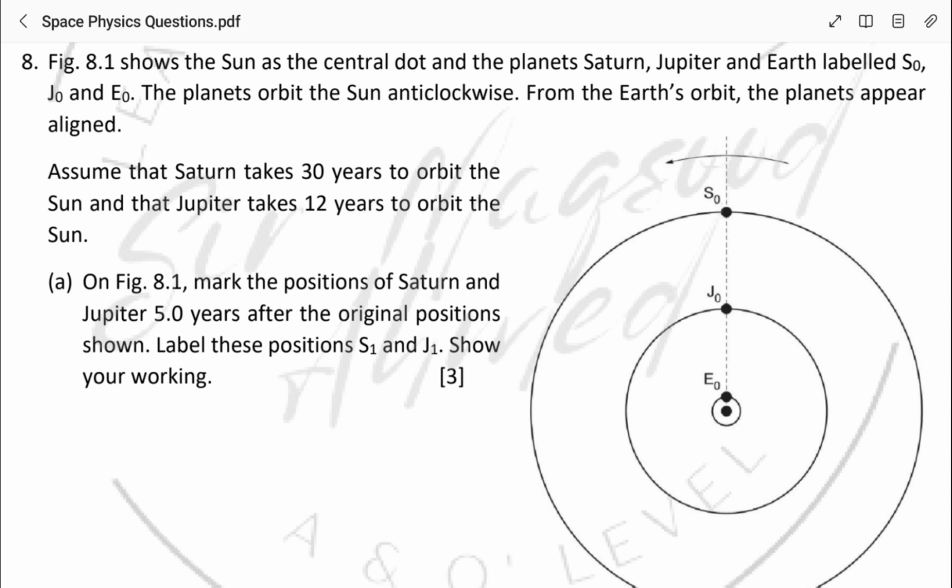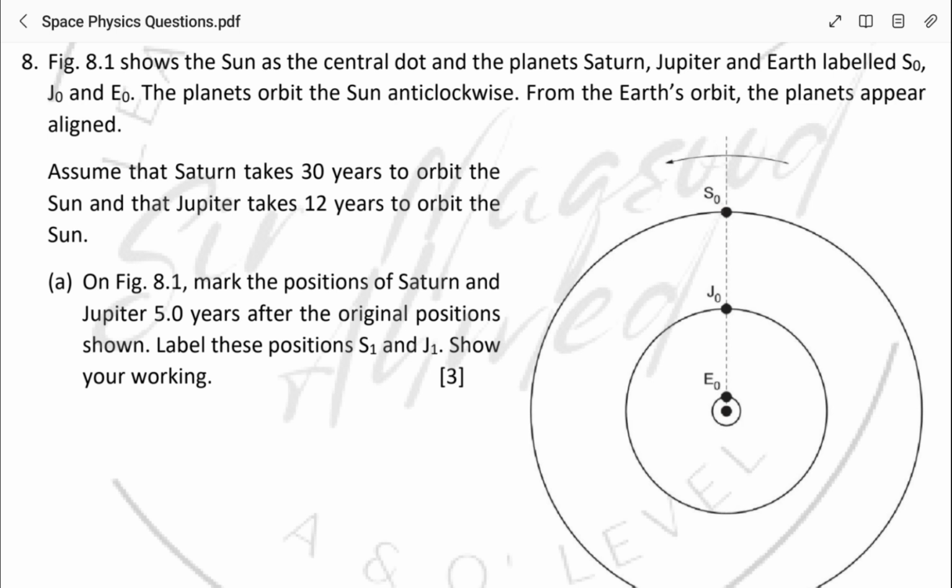Now question number 8. Figure 8.1 shows the Sun as a central dot and the planets Saturn, Jupiter and Earth labeled S0, J0 and E0. The planets orbit the Sun anticlockwise. From the Earth's orbit, the planets appear aligned.